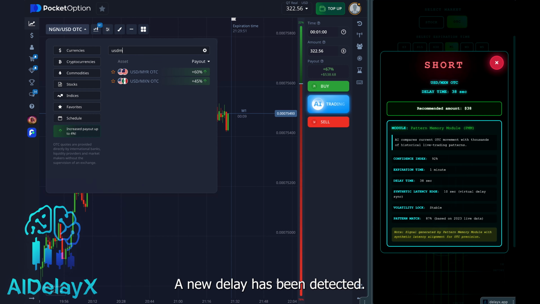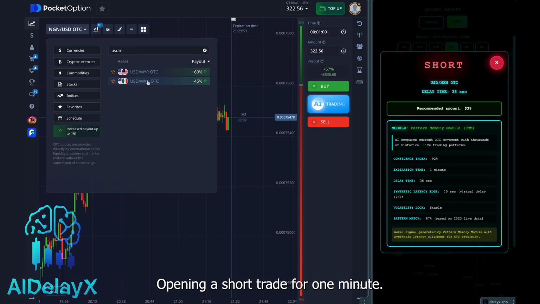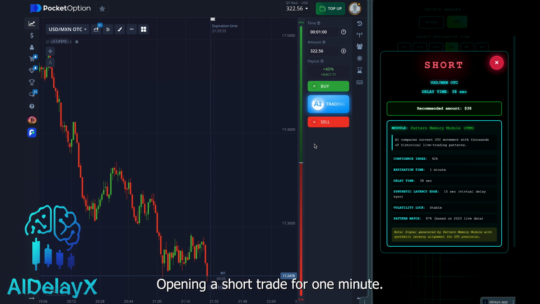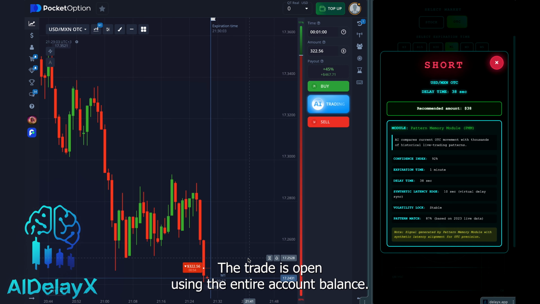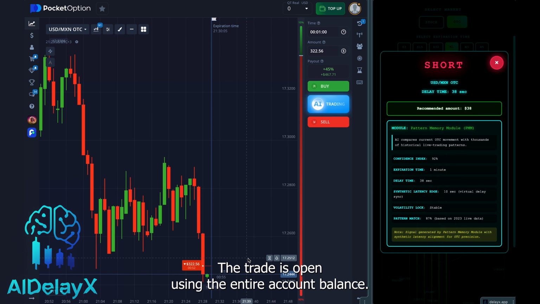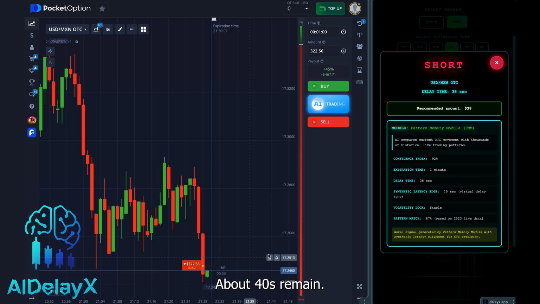Perfect. A new delay has been detected, opening a short trade for 1 minute. Let's watch the result of this final entry. I see a continuation of the downward impulse. The trade is opened using the entire account balance. About 40 seconds remain.